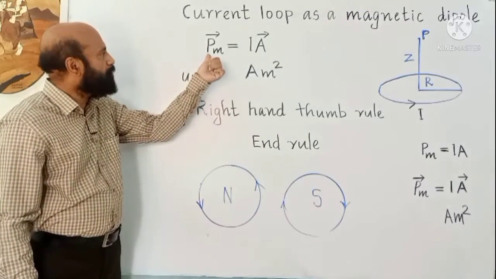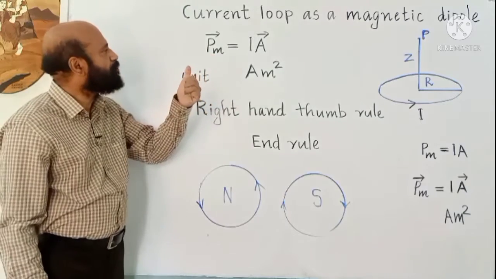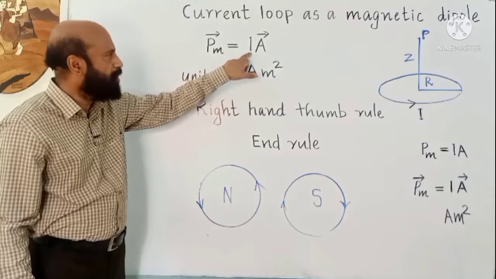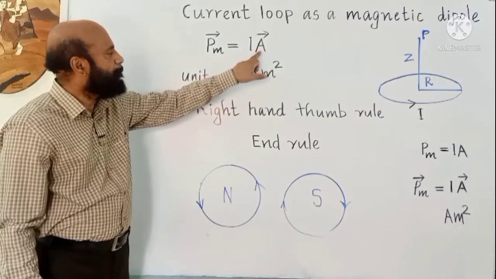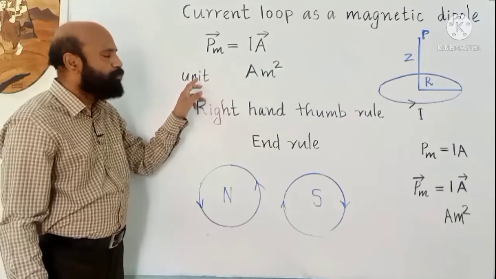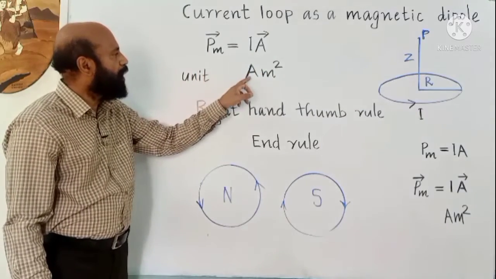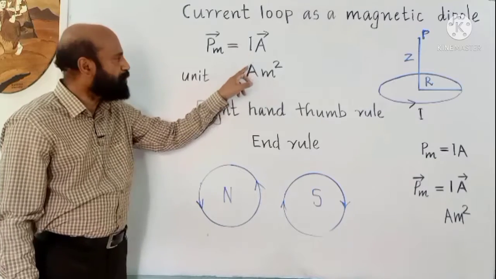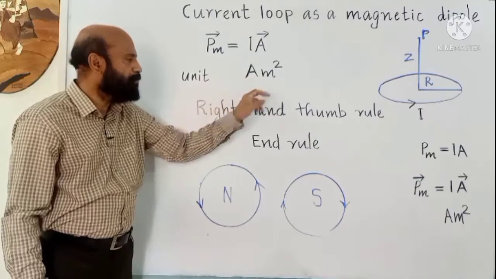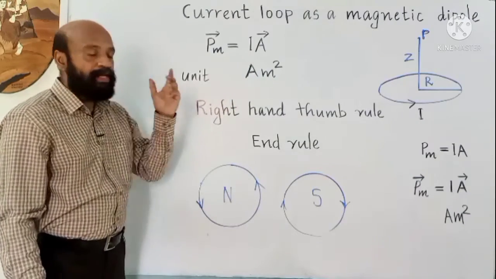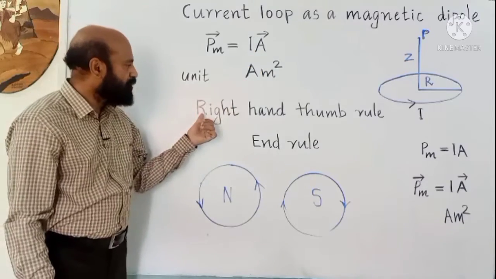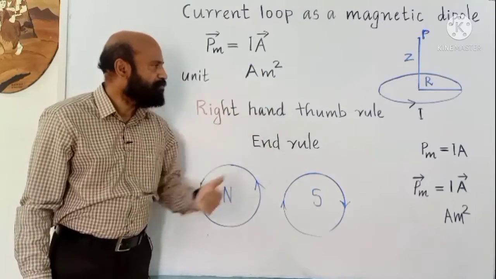Magnetic dipole moment of a current carrying coil is defined as the product of the current and area of the coil. The unit for the magnetic dipole moment is ampere meter square. So current is measured in ampere, area is measured in meter square, so unit is ampere meter square. Magnetic dipole moment is a vector quantity, so its direction is given by the right hand thumb rule.